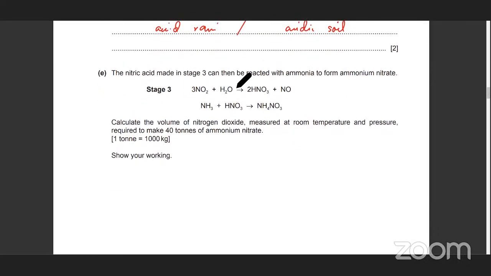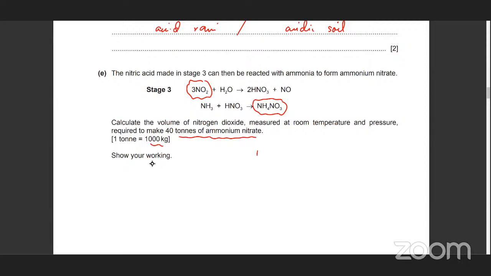Then you have nitric acid made in stage 3 can be reacted with ammonia to form ammonium nitrate. Calculate the volume of, so it's a moles question. वो कह रहे calculate the volume of nitrogen dioxide measured at room temperature and pressure required. तो NO2 पता करना है. ठीक है, this is what you have to calculate. और उसने कहा कि nitric acid और दिया हुआ क्या है 40 tons of ammonium nitrate. So you're given 40 tons of ammonium nitrate. This is the ammonium nitrate that we have to produce. तो इसके moles निकालो. उसने kgs भी दिया हुआ है.